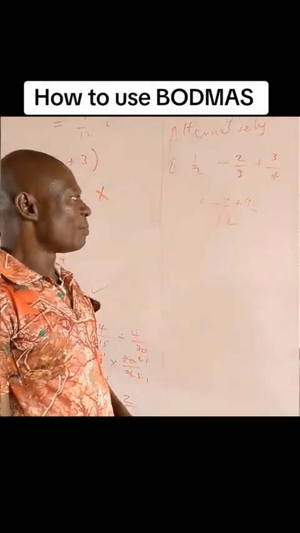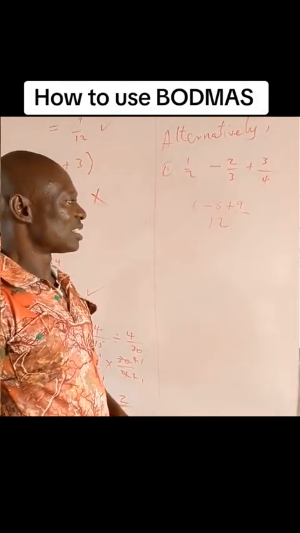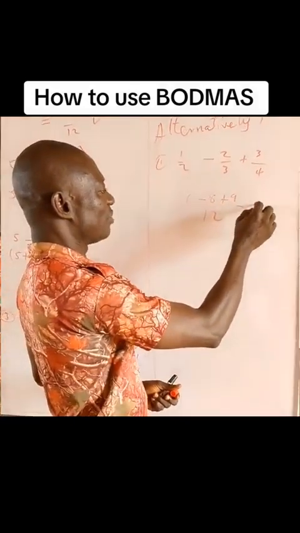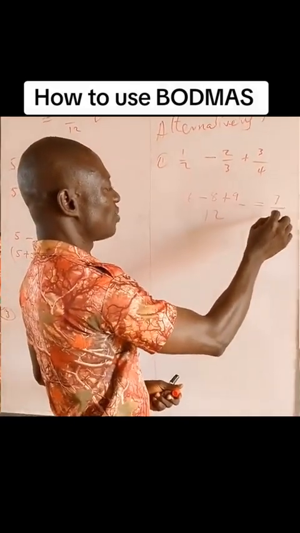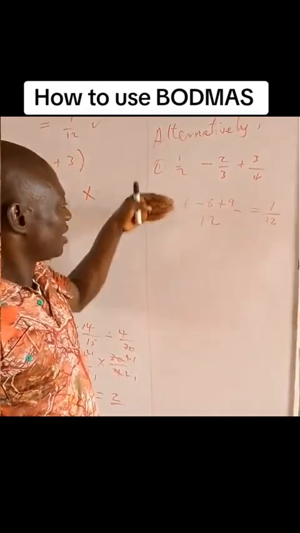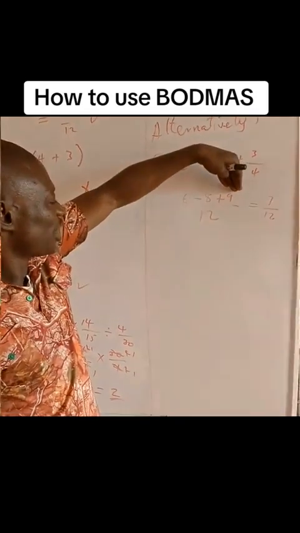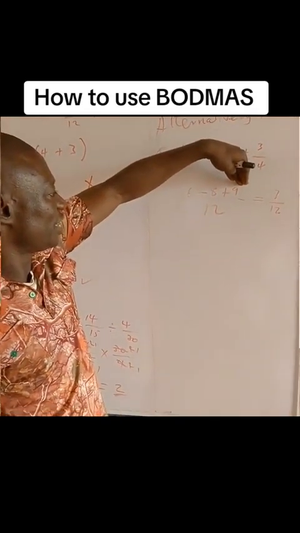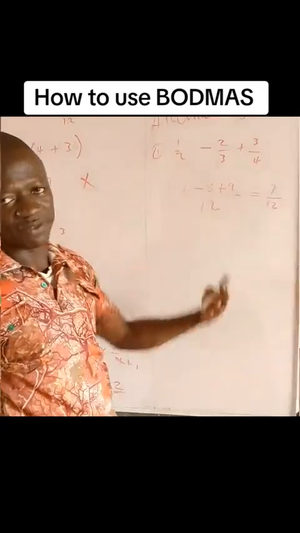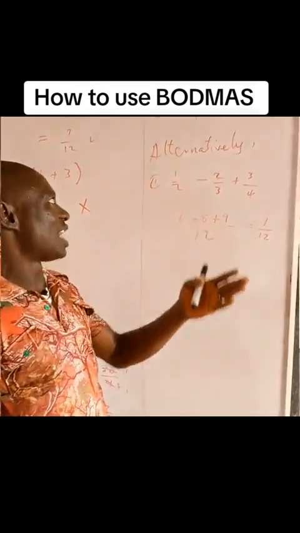You can see that if you say 6 minus 8, you get minus 2. Minus 2 plus 9 will give you 7. And we still get our answer, 7 over 12. If you cannot do it like that, remember that 6 plus 9 is going to give you 15. 15 minus 8 will give you 7 again. So we can do them together.